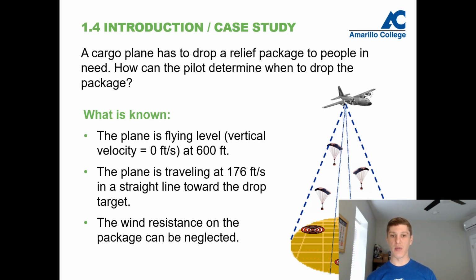So I'm giving you that the plane is flying level and it has an elevation of 600 feet. It has a vertical velocity of 0, so it's only flying horizontally. It has no vertical component of its velocity. It's only horizontal, and it is at a height of 600 feet. Okay, the horizontal velocity I'm then giving you as 176 feet per second, and it's a straight line towards the drop zone, and the wind resistance we're going to neglect. So we're going to neglect drag, so we can assume that when we drop this package, it falls in standard projectile motion, so it's only being affected by gravity.